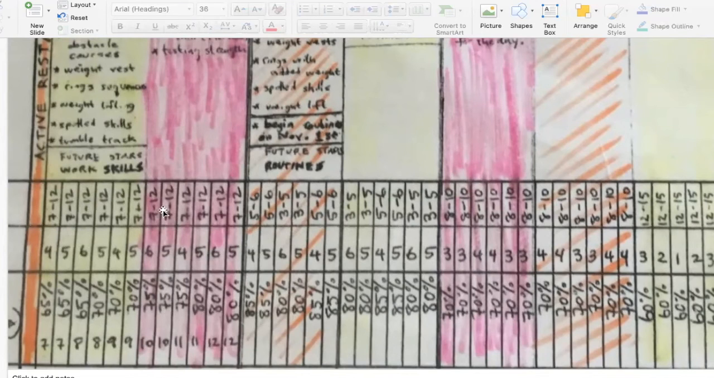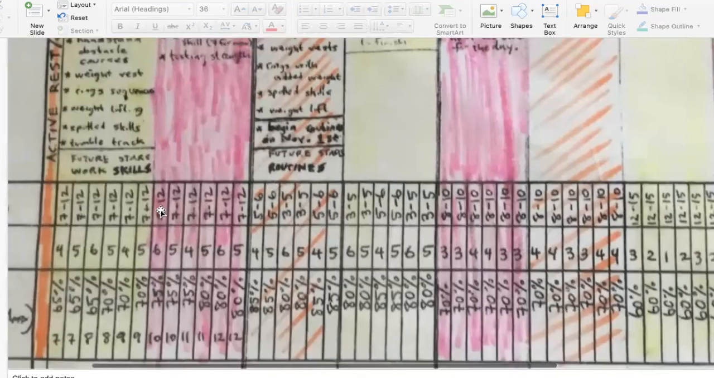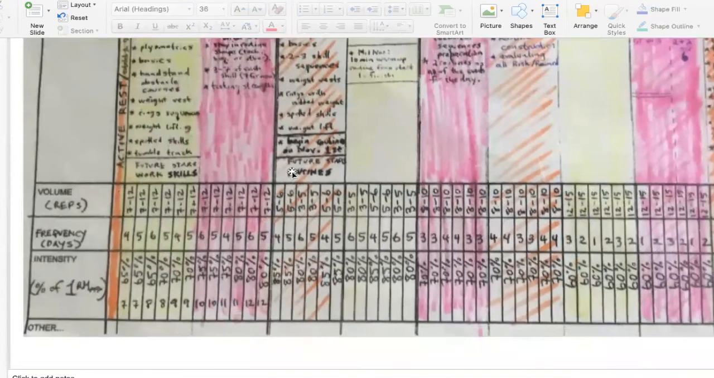So I find it easier when I'm working with a lot of people to work with the reps than it is to work with the percentages of the weight, because then I have to have a different percentage and different weight for everybody. And it just starts to get a little bit cumbersome.